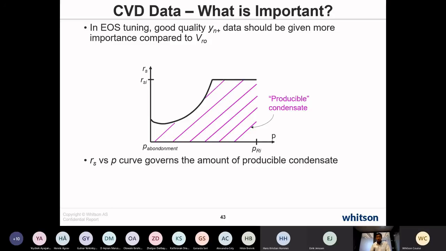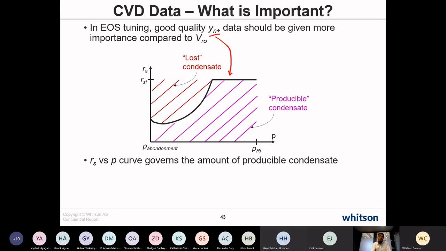And all this is the lost condensate that will be lost in the reservoir. I would like my equation of state model to predict accurately this little Rs curve, and the PVT data that we are measuring, that's this yn plus, which is a strong function of this little Rs.